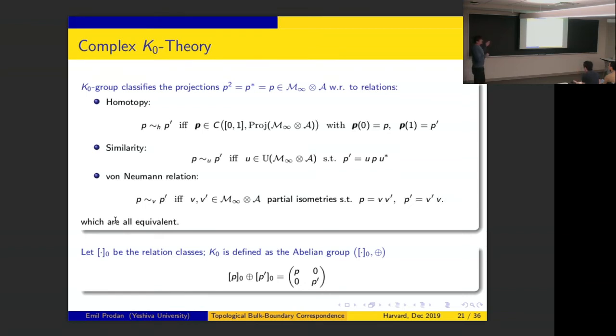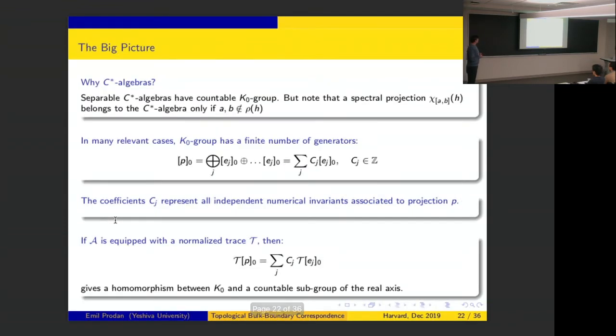So the concept is very simple. When you open a book on K-theory for C-star algebras, the concepts take 1 or 2 pages. The rest of the book is all about computing these K-groups. But here we will just take examples where the K-groups have been already computed.